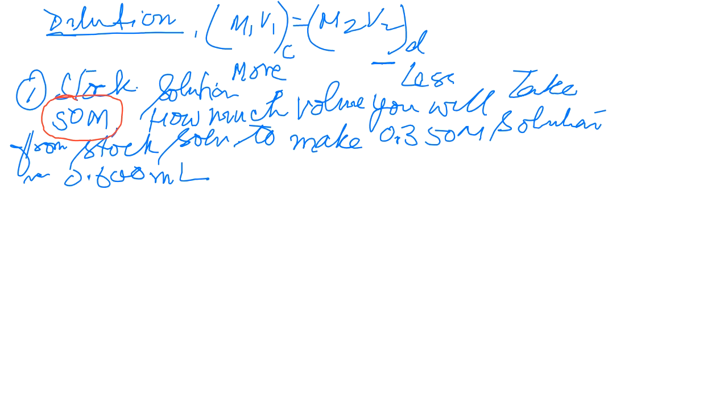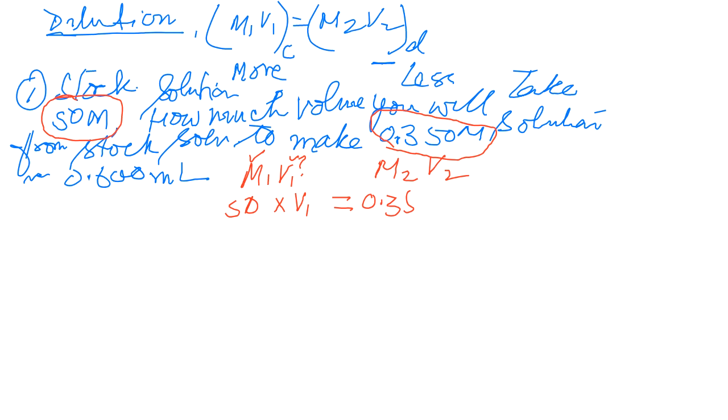So now I will first write M1V1. This is for the stock solution. The molarity is given, but the volume we have to determine. So I will write here 50 molar times the volume we have to determine, and M2V2. M2 molarity is given here. This is for the dilute solution. I will write here 0.350 times the volume.